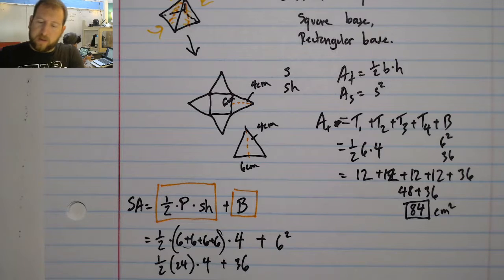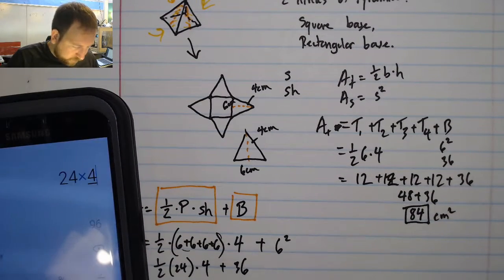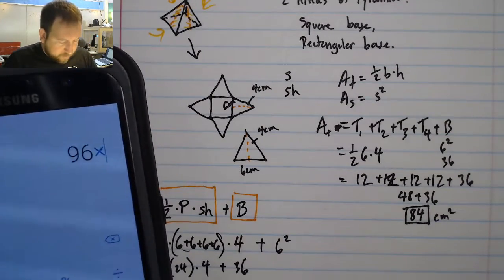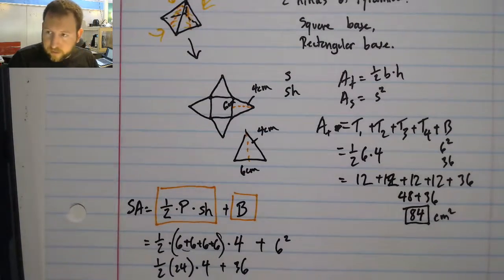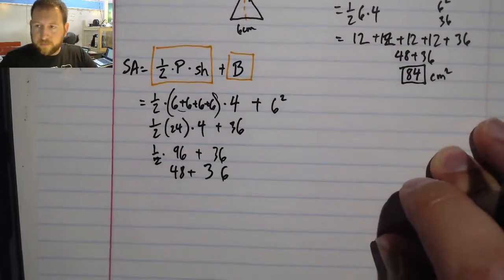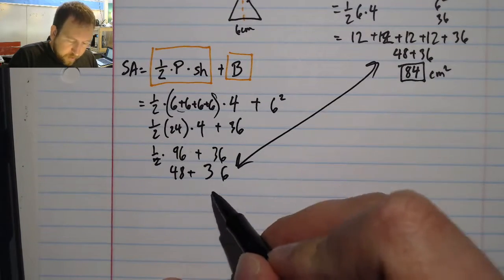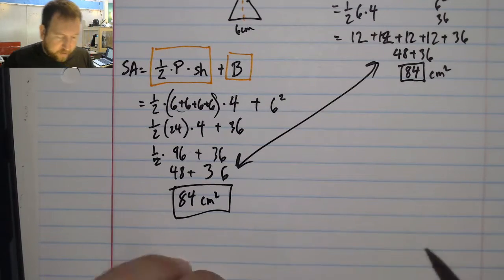Let me check to make sure I don't make any mistakes. I'm going to pull up my calculator. 24 times 4 is 96. I was right. 96, 1/2 times 96 plus 36. 96 times 0.5 is equal to 48. 48 plus 36 is the same as I had before. And that's going to give me 84 centimeters squared.